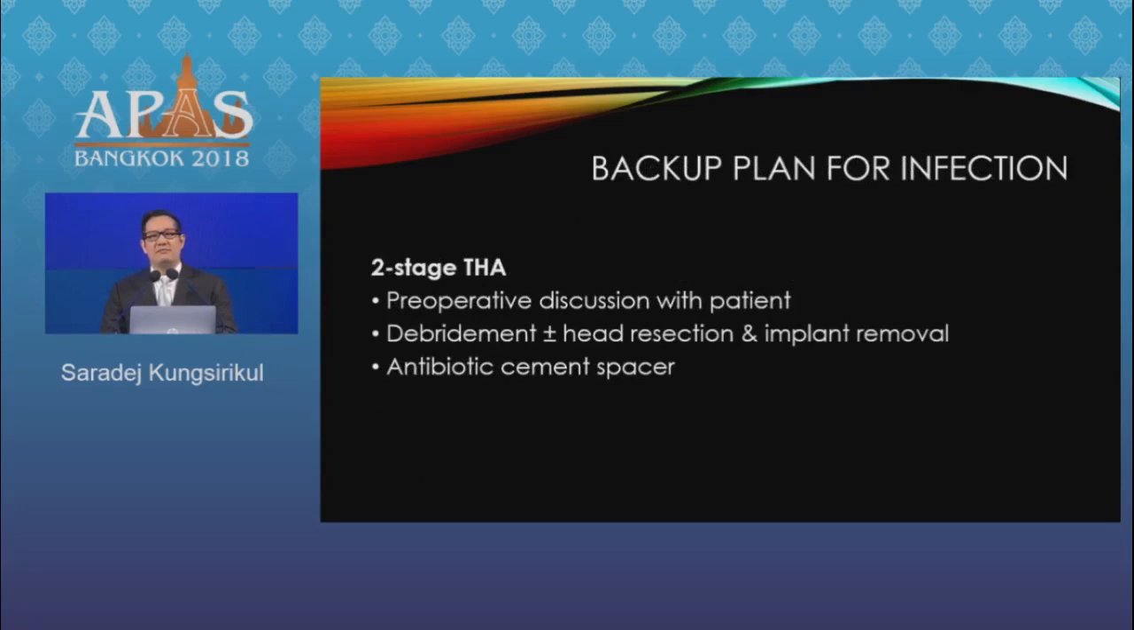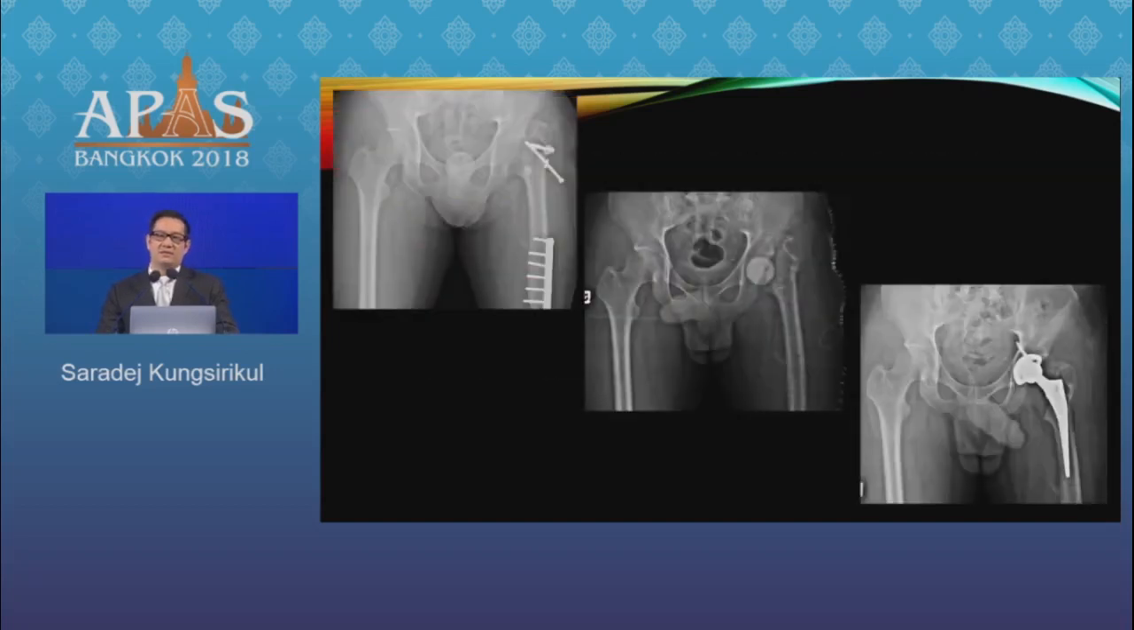You have to have a backup plan for the case of infection. You have to discuss it with the patient before surgery. Sometimes, if the infection is not ruled out, you do the two-stage total hip replacement by debridement, removing the implant first and using a spacer. And usually come back for the second stage after 6 to 8 weeks. This is an example for the case of neck fracture, failed fixation with infection. We remove the implant first and do staged THA.